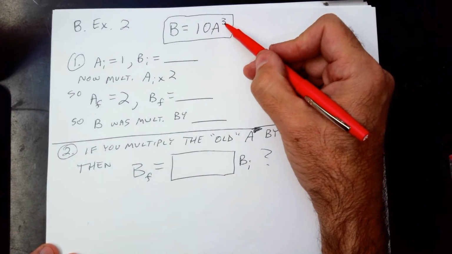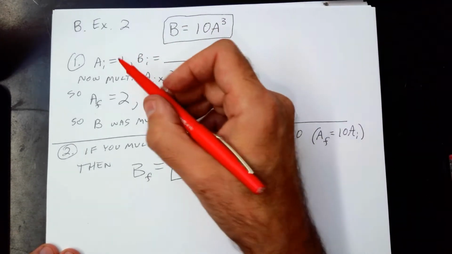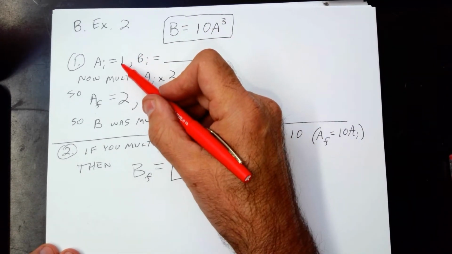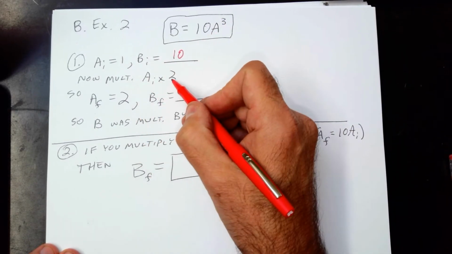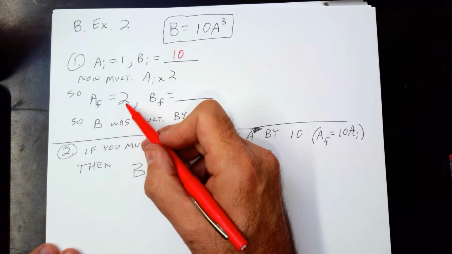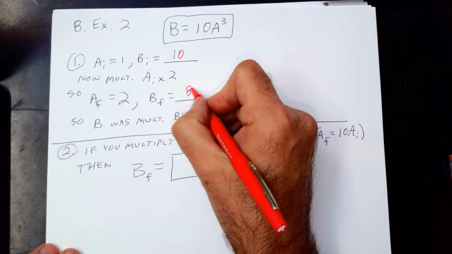Very similar, except now the exponent is a positive 3. So let's go ahead and fill in the blanks. Given that an initial a is 1, b initial would be 10. Now multiply a by 2. In other words, double it to 2. So our final a is 2. What's the final b? And of course it's 80.